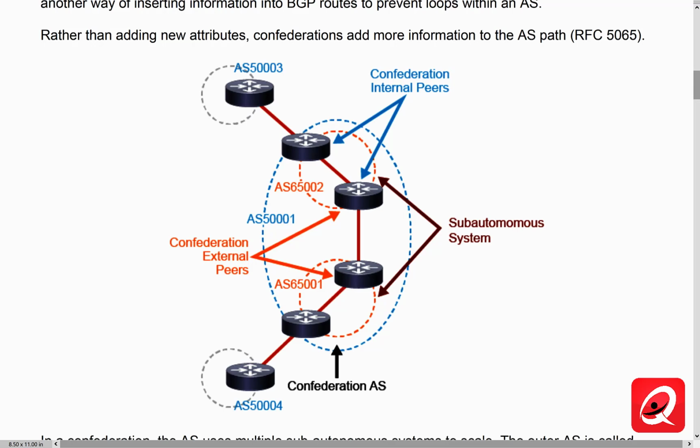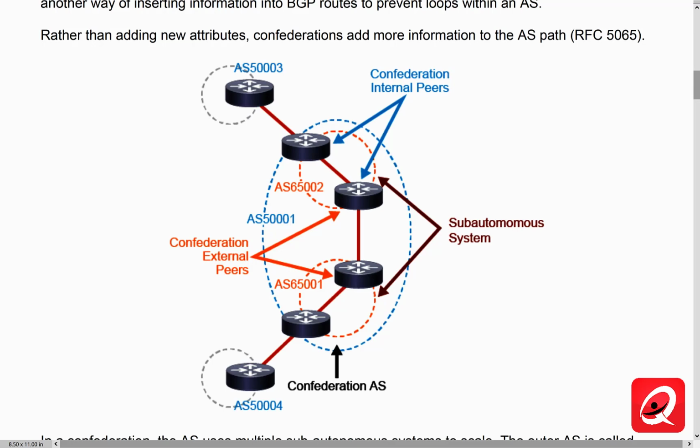The outer, or containing AS, that confederation AS, is what's visible to everybody else in the rest of the world. And then we manage those sub-autonomous systems internally. Those sub-autonomous system numbers are typically going to be chosen based on the private AS range, 64,512 through 65,534.